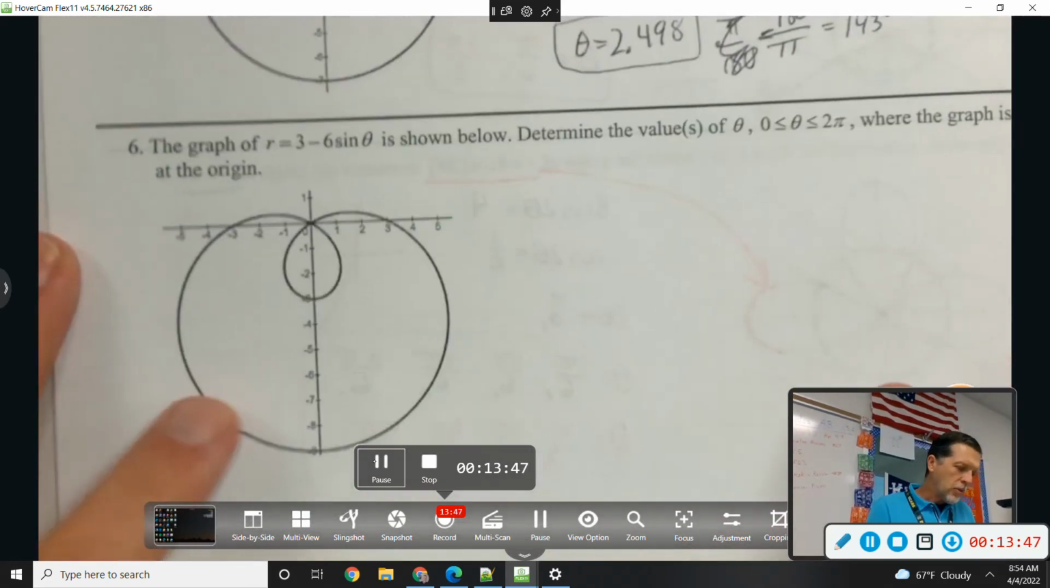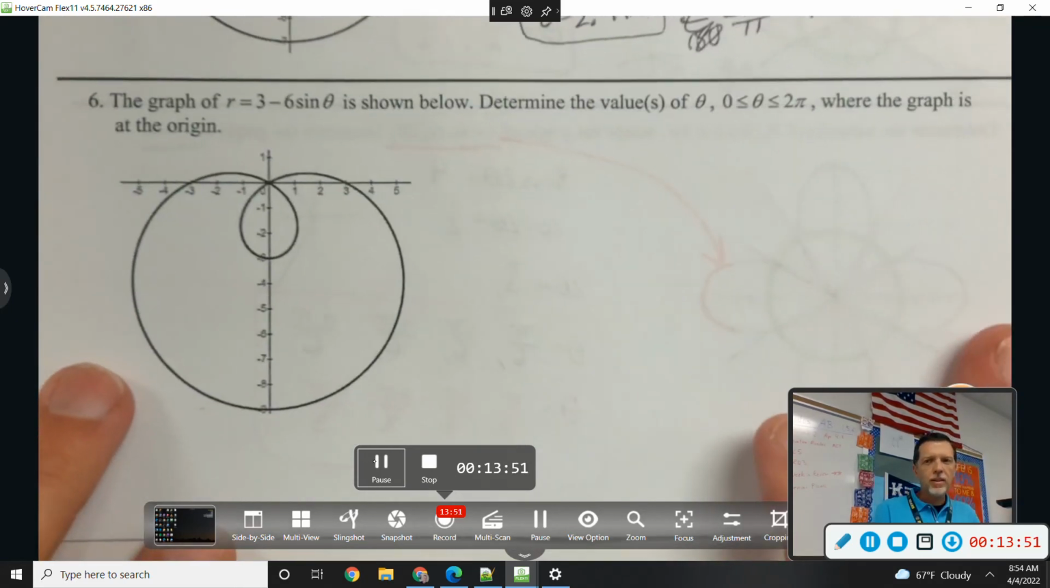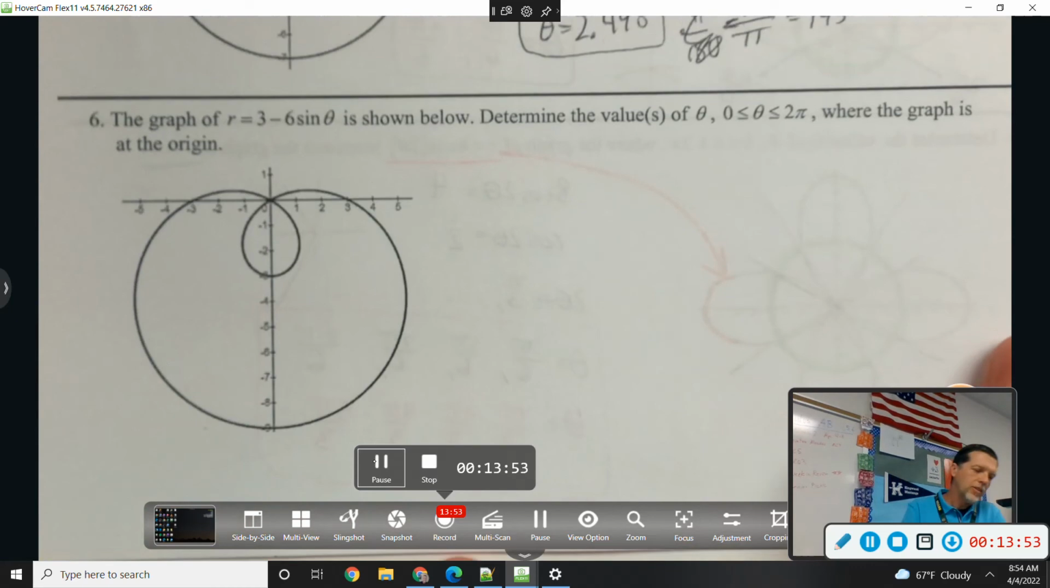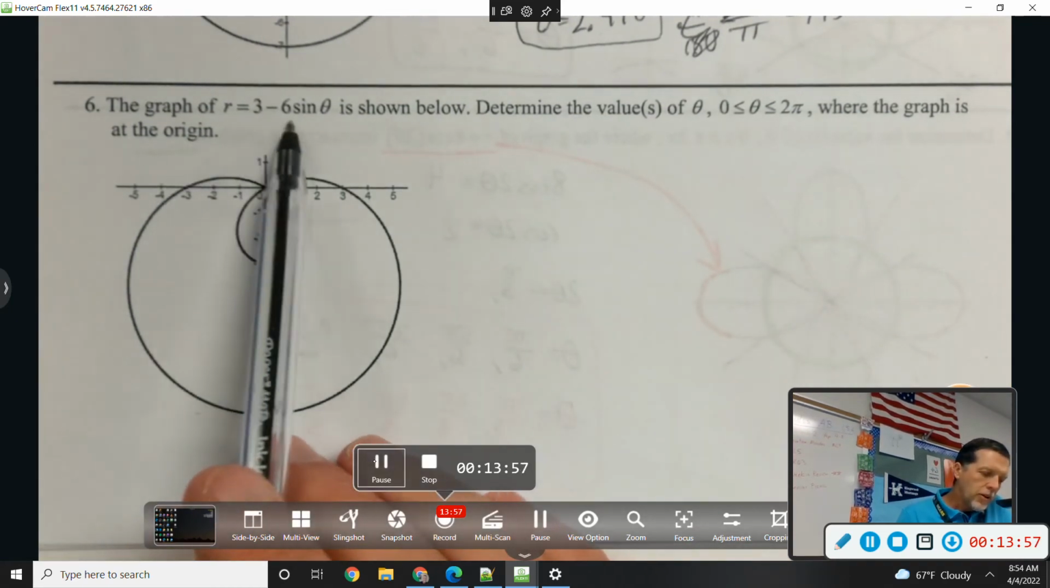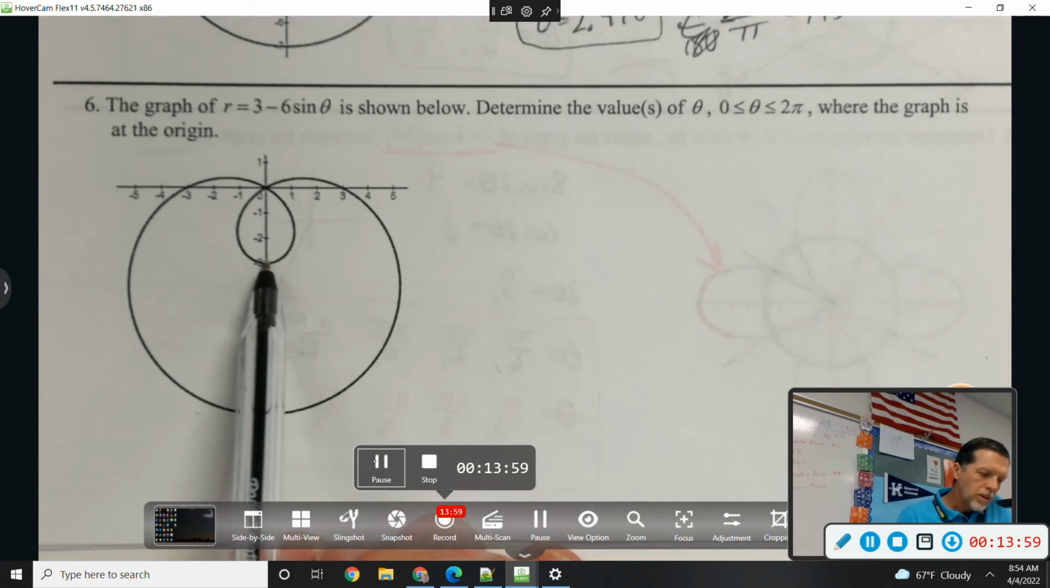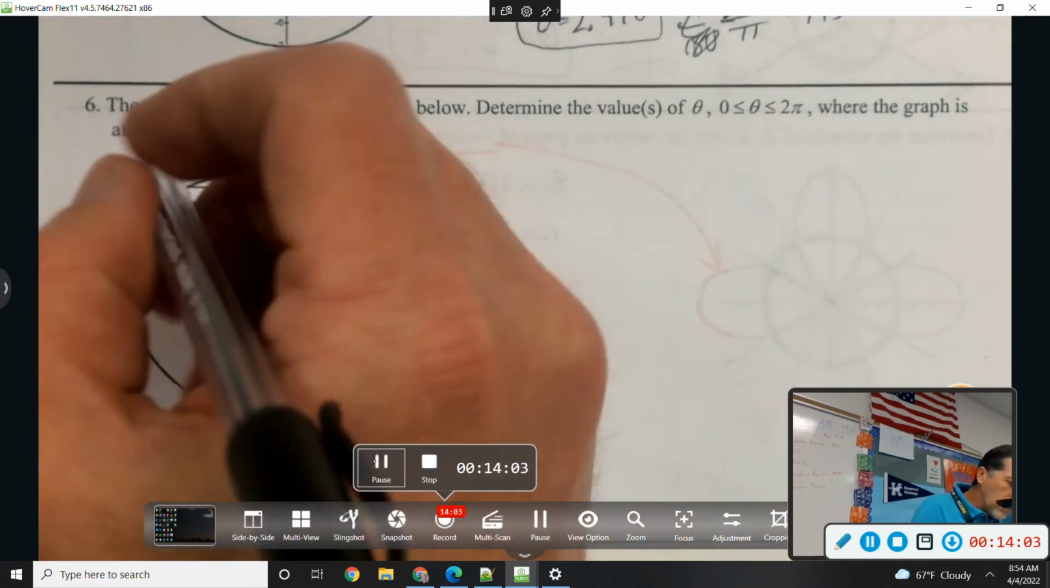Last one. The graph of r equals 3 minus 6 sine theta. In fact, this one's a little different, so if you've zoned out thinking you got it, zone back in here. The graph of r equals 3 minus 6 sine theta is shown below. Find the values of theta where the graph is at the origin.